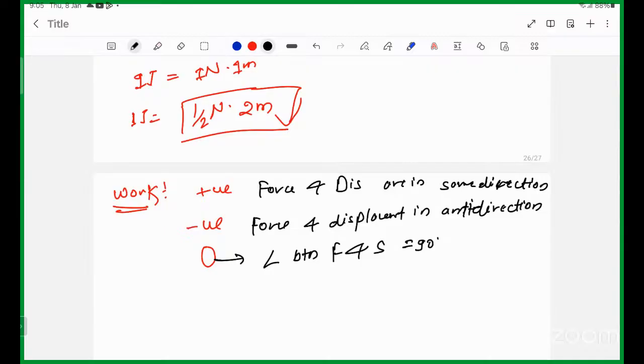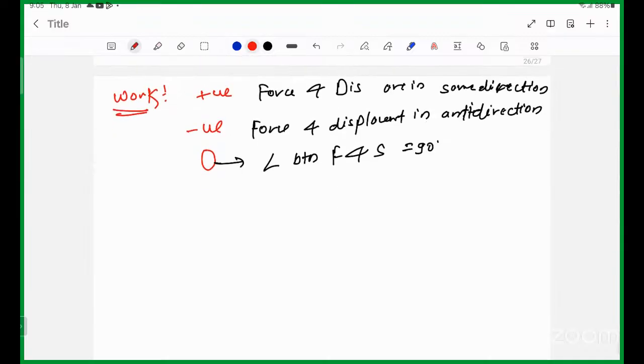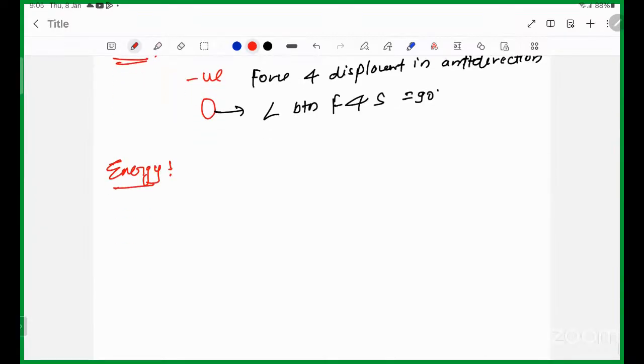In case of energy, what is energy? What do we call energy? Energy is the capacity of doing work. And the SI unit will be the same because it's work done only. The SI unit will be joule.